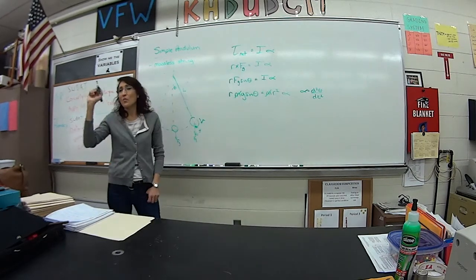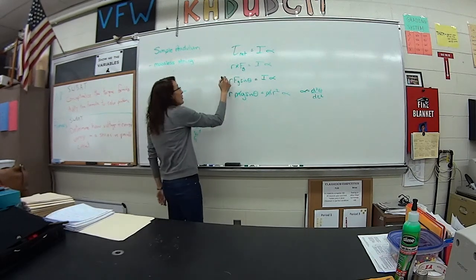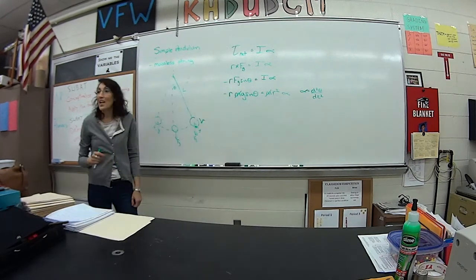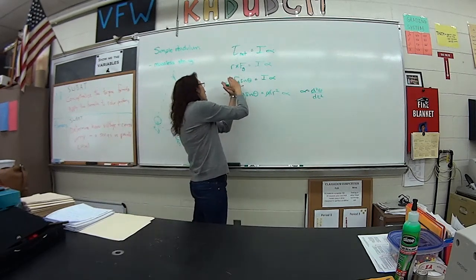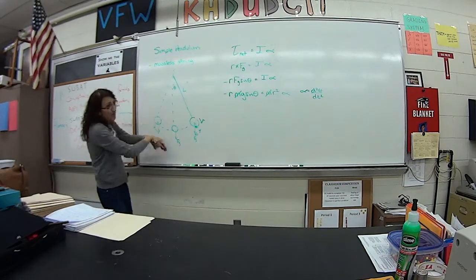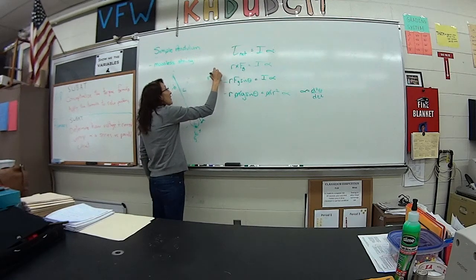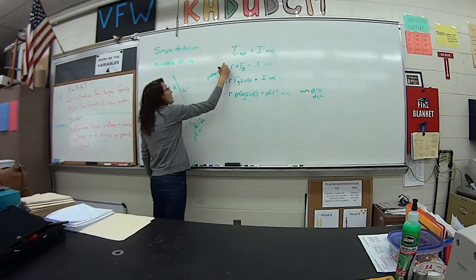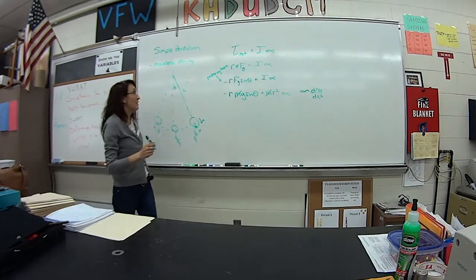Oh, and just one more thing. Again, this is a restoring torque. So we always put these things in as negative to show that when the pendulum swings to the right, the torque is to the left. When the pendulum swings to the left, the torque is to the right. So we always put in the negative because it's a restoring torque. So we're going to plug this in.